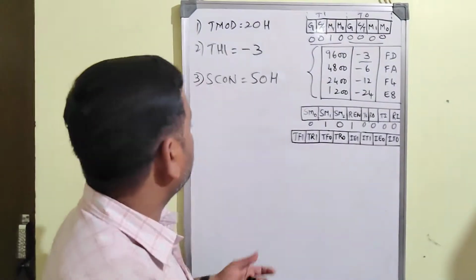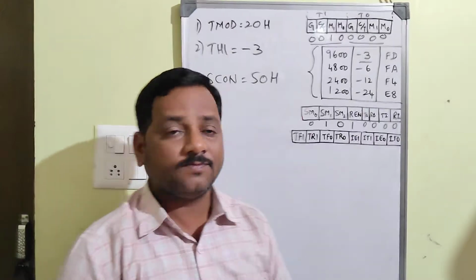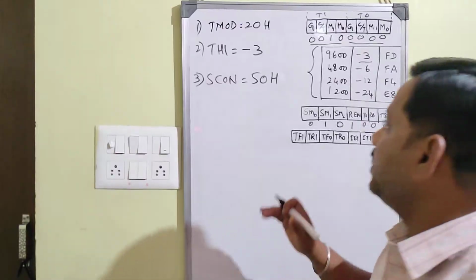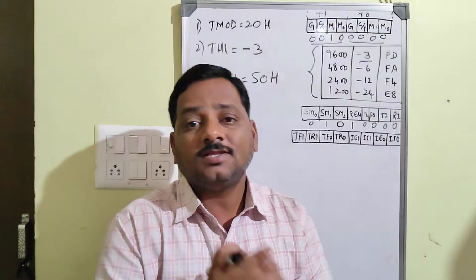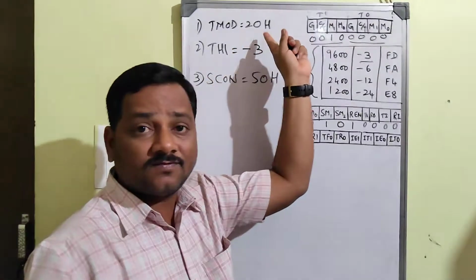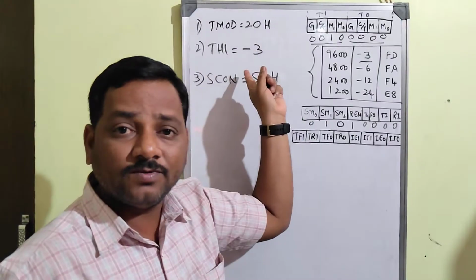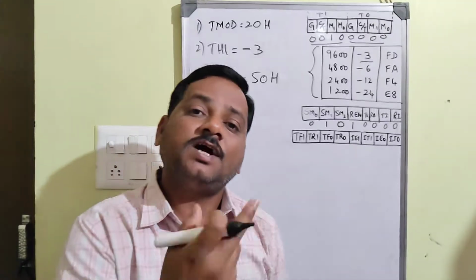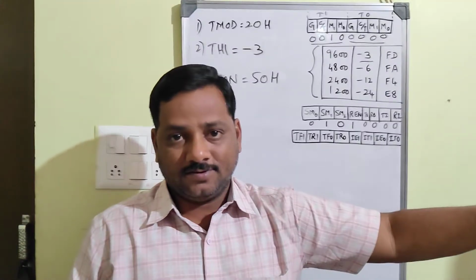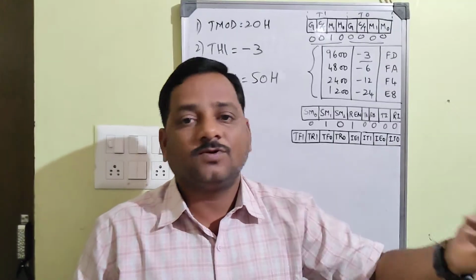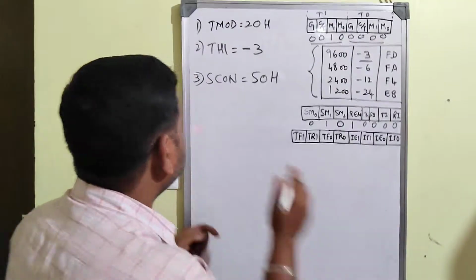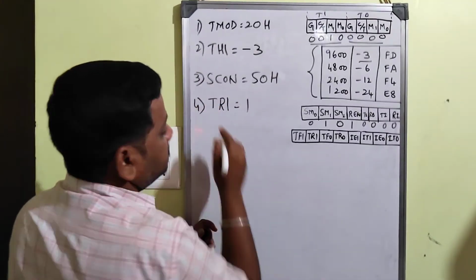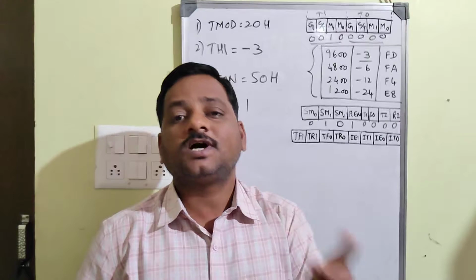After this, now we have made all these settings here. The fourth step is to start the timer. We have made the selection of the timer mode and entered the baud rate value. Now you need to start counting. When you start the timer, only then will the data be transferred. Unless and until you start it, it will not move. So how to start the timer? Just make TR1 high. This is the fourth step: start the timer.